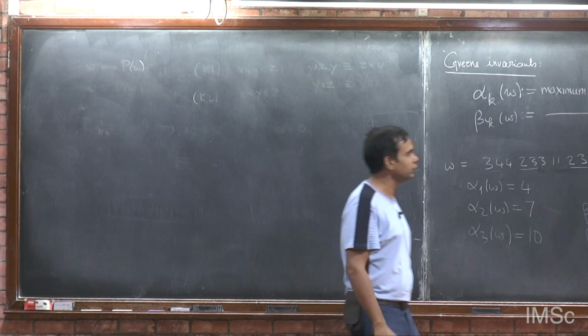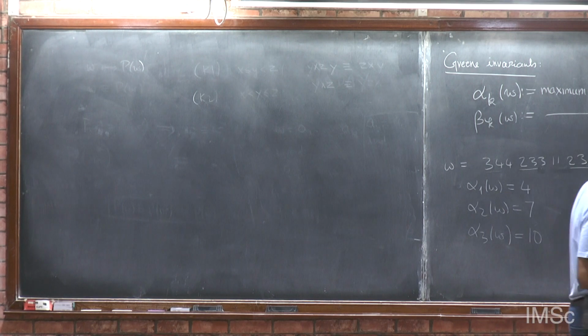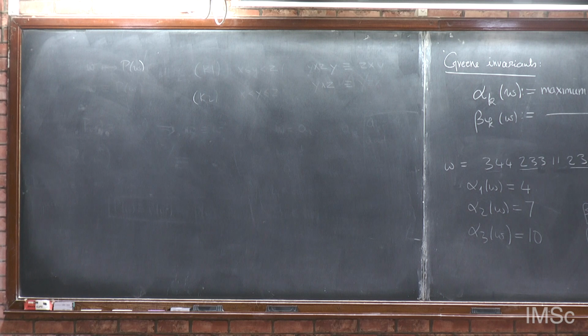So there is that potential problem, but maybe we could find a different row subword. For example, if we had, so we want to show that a row subword of W may not be a row subword of W prime, but maybe we can construct a different row subword.